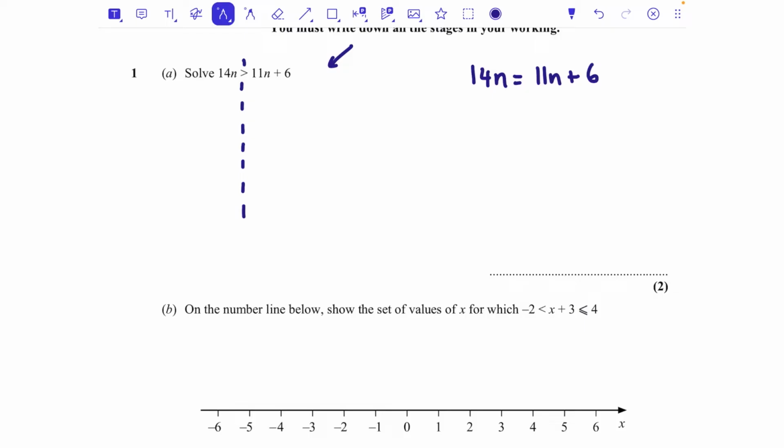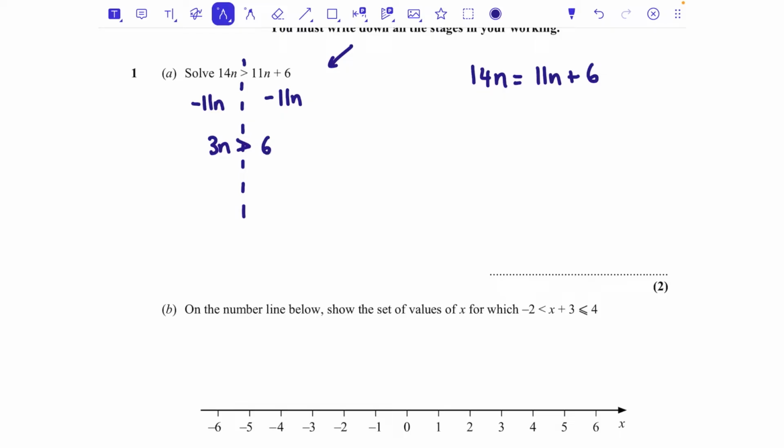So the first thing we're going to do is subtract 11n from both sides. It feels like we want to take away 6 because that's what we usually do, but if you look carefully, we've got n's on this side, n's here, and then this is just a constant term. So subtracting 6 is just going to put it on the other side. It's not going to be very helpful. So we want to get all our n's together and all of our constant terms together. So I'm going to take 11n away from both sides. And that leaves me with 3n on this side is greater than 6.